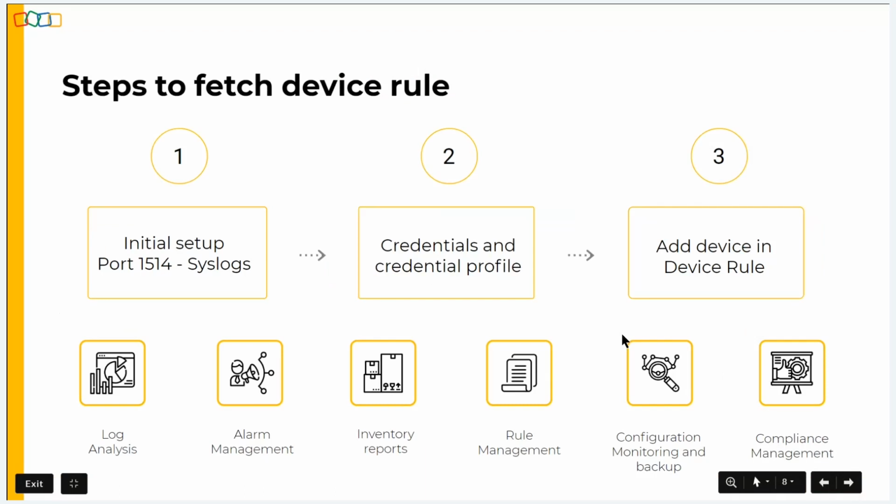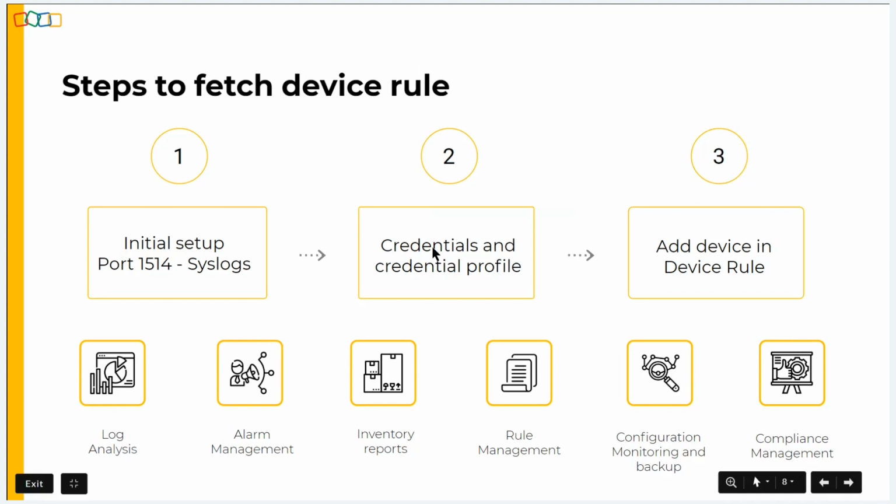Now that we got a brief on the capabilities of Firewall Analyzer, let us jump straight in on how to fetch the rules and configurations from your firewall device to Firewall Analyzer. Step 1 is to configure your firewall device to generate syslogs at UDP port 1514. This would act as the listener port for your Firewall Analyzer software. And once you do this, you can perform log analysis and alarm management in Firewall Analyzer software.